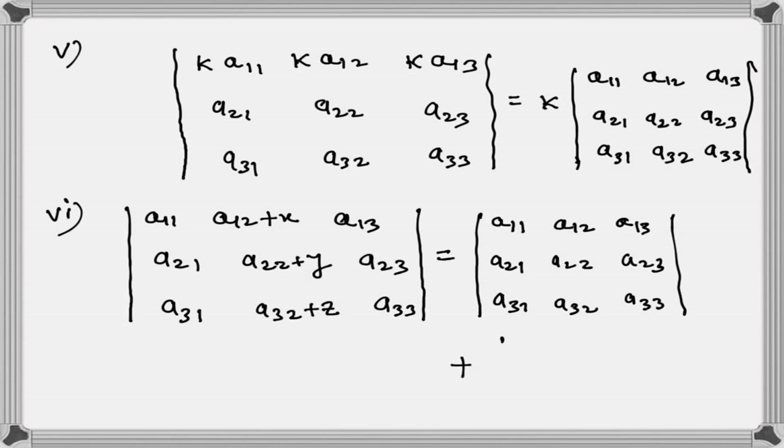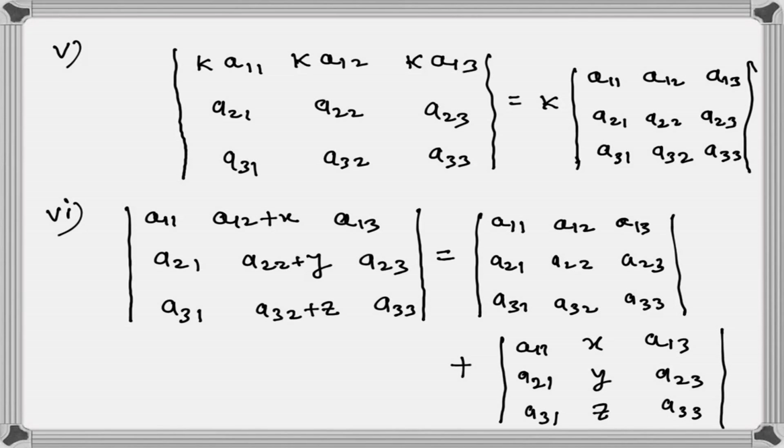Then plus the second one, which is a11, a21, a31, x, y, z, a13, a23, a33. So this is how we break this first determinant as a sum of two determinants.